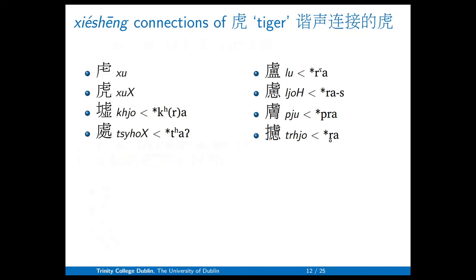So this H is the crucial. Yeah. So this is pra, and then this one is ra. So this is how I think, you know, if I gave you a test and said to reconstruct these words into Old Chinese, this is how you should do it. Yeah, okay.